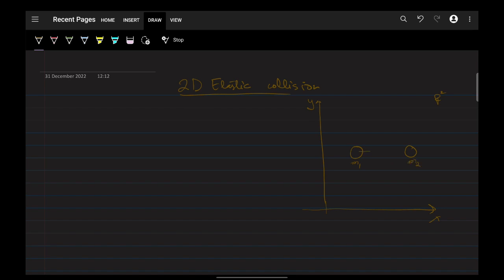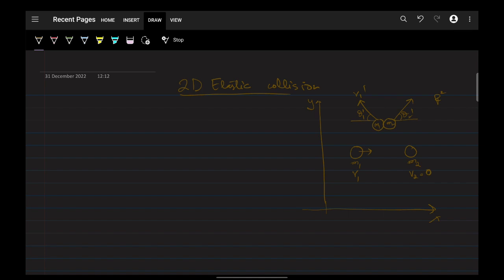Let's consider particle 1 is moving in the x direction with velocity v1, and particle 2 is at rest with velocity v2 equal to 0. After the collision, let's suppose particle of mass m1 reflects and moves in a direction making an angle of theta 1 dash with the x direction, and particle of mass m2 moves making an angle of theta 2 dash with the x-axis.